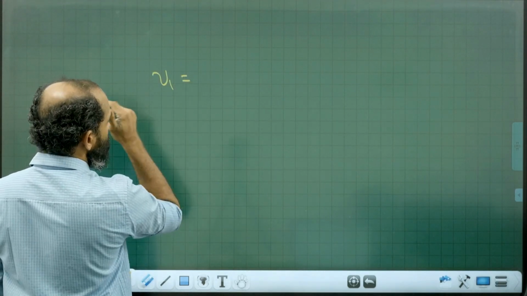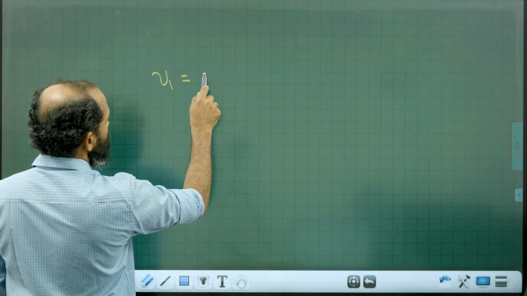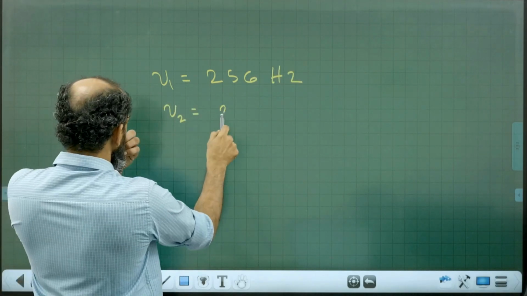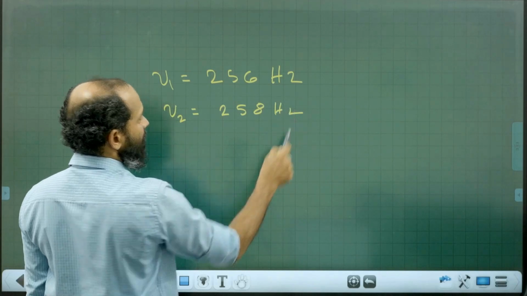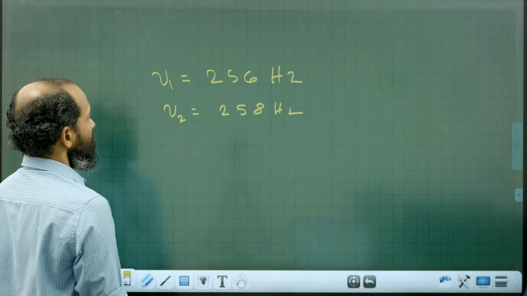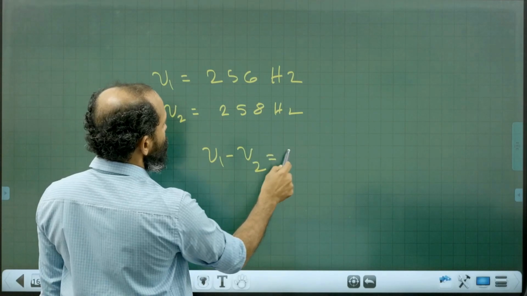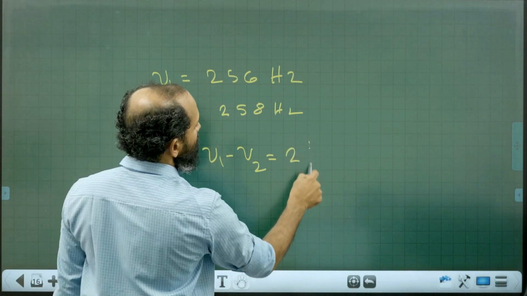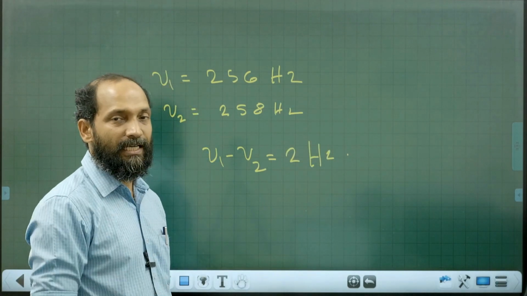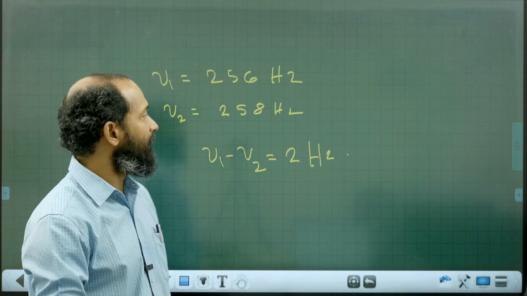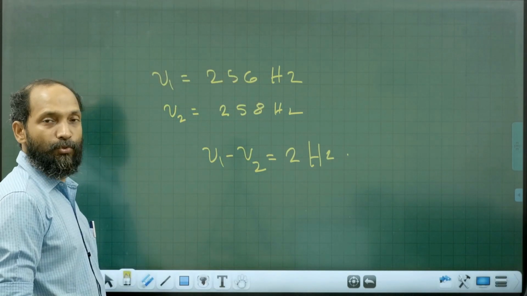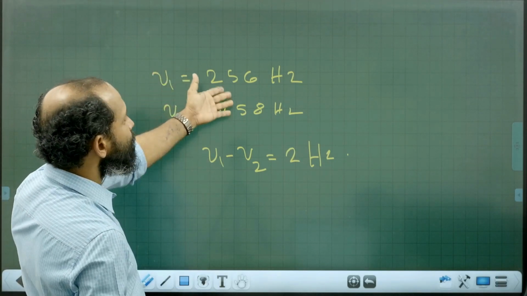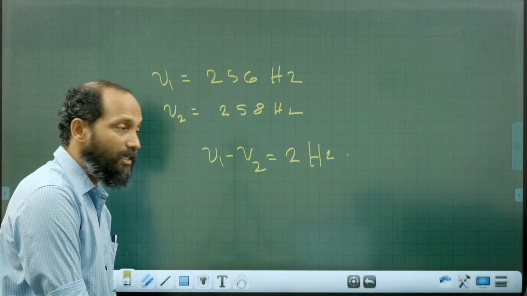If nu 1 is equal to 256 hertz and nu 2 equal to 258 hertz, how many beats are heard per second? nu 1 minus nu 2 equals 258 minus 256, bigger minus smaller, that is 2 hertz. That means in 1 second you will listen to 2 waxings and 2 wanings. That is a beat frequency of 2 hertz. What frequency have you listened to? The arithmetic mean, that is 257 hertz, is the frequency of the sound you heard.